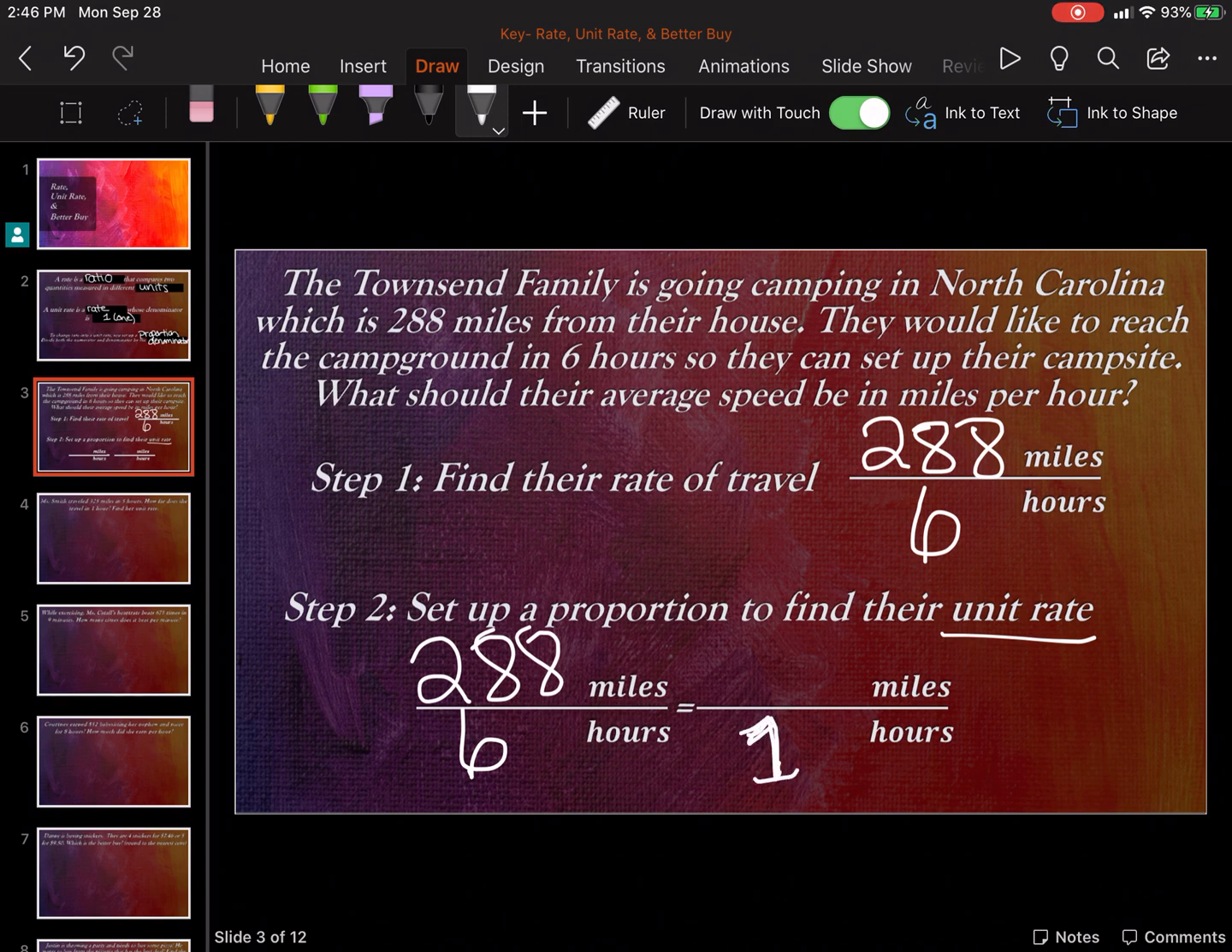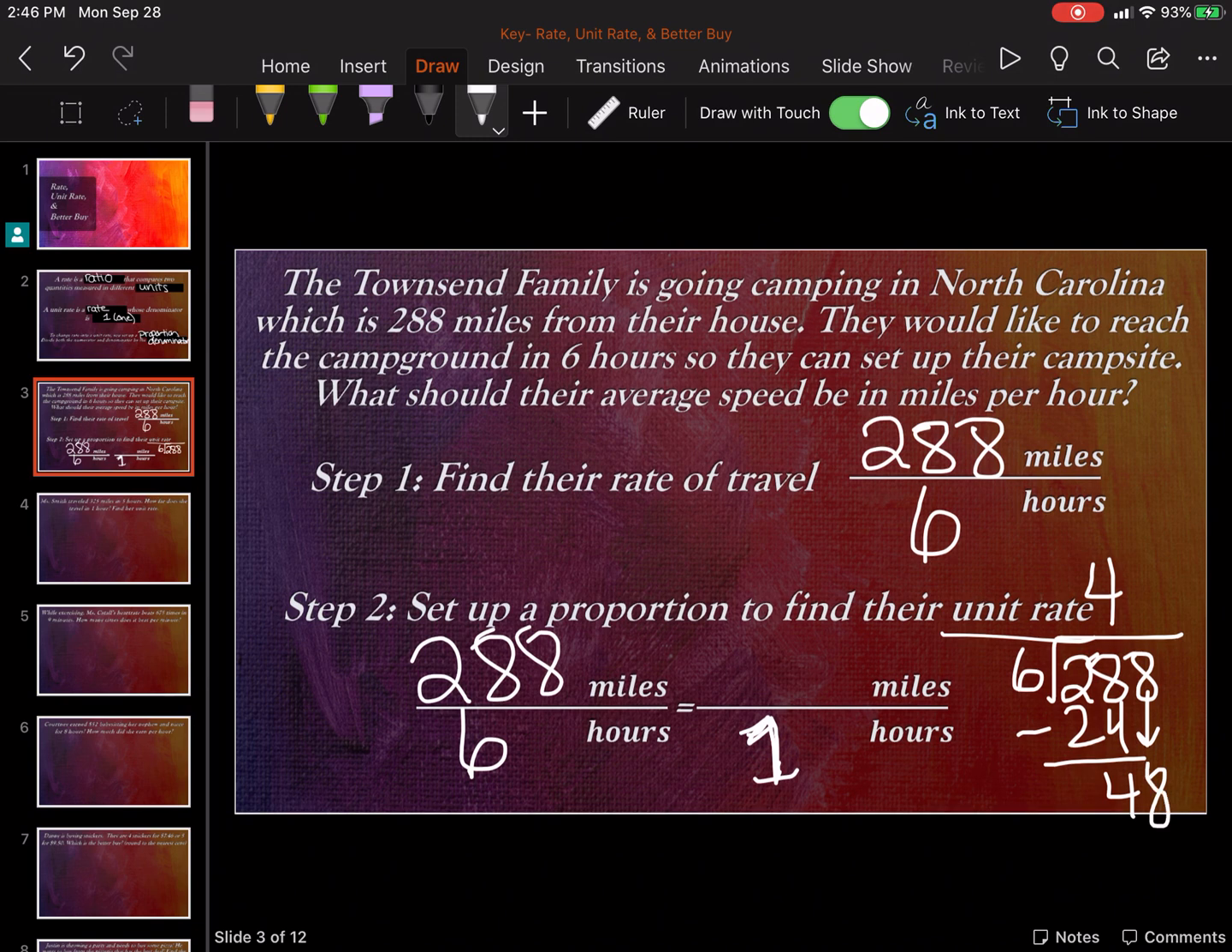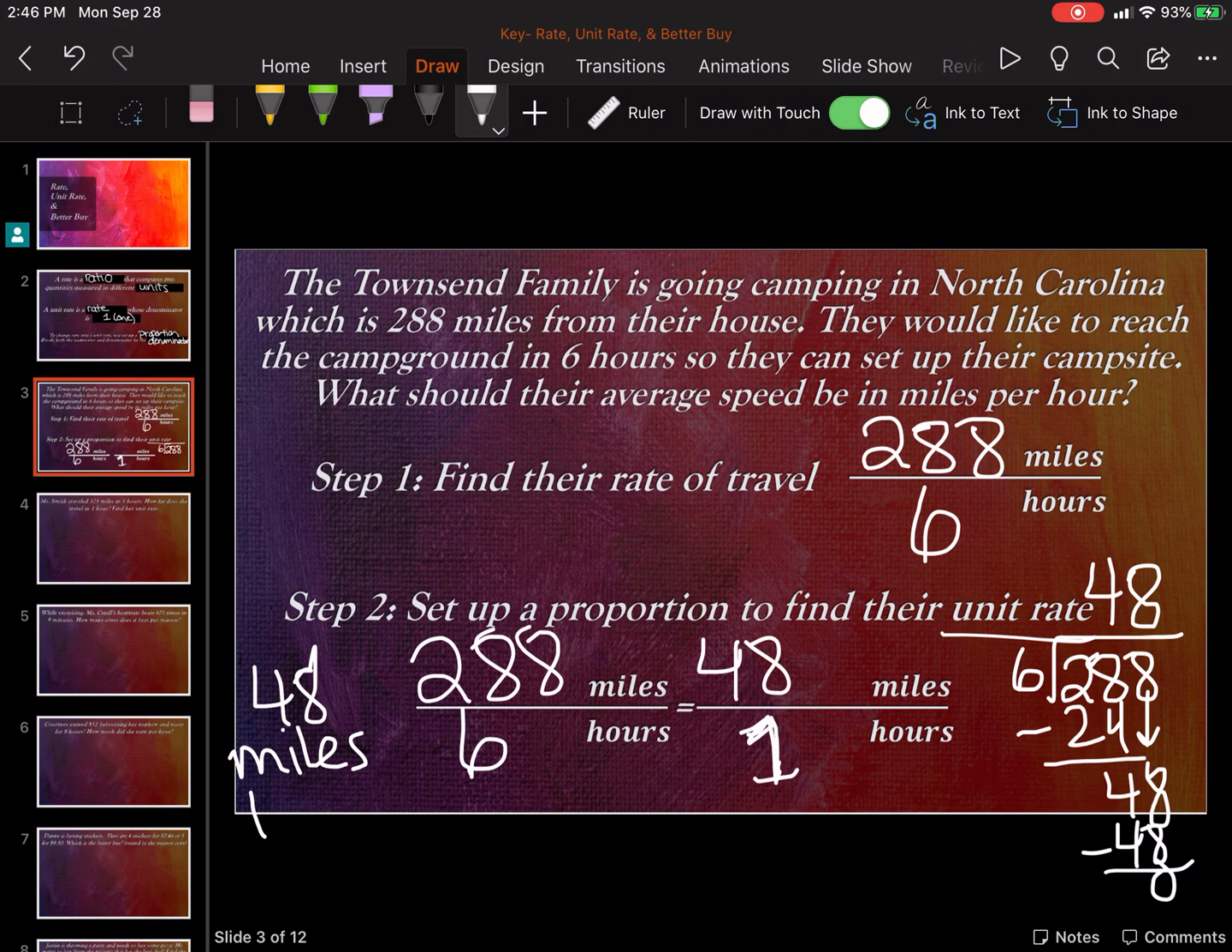So normal cross multiply and divide. 288 times 1 is 288 divided by 6. So 288 divided by 6. Okay, so 6 goes into 28 4 times. It's 24. Subtract and bring down. 6 goes into 48, 8 times, 0 left over. So it's 48 miles per hour. Okay, miles per hour. You can put MPH if you want.